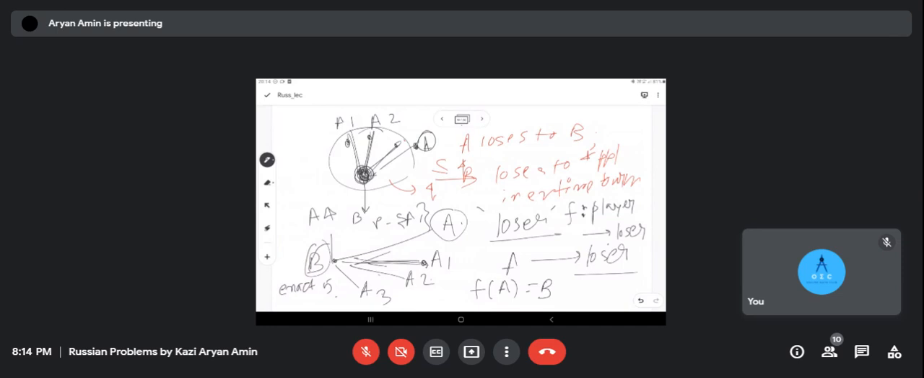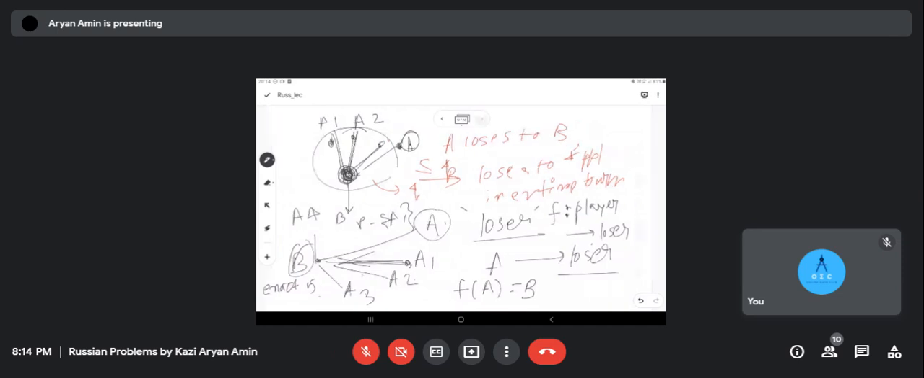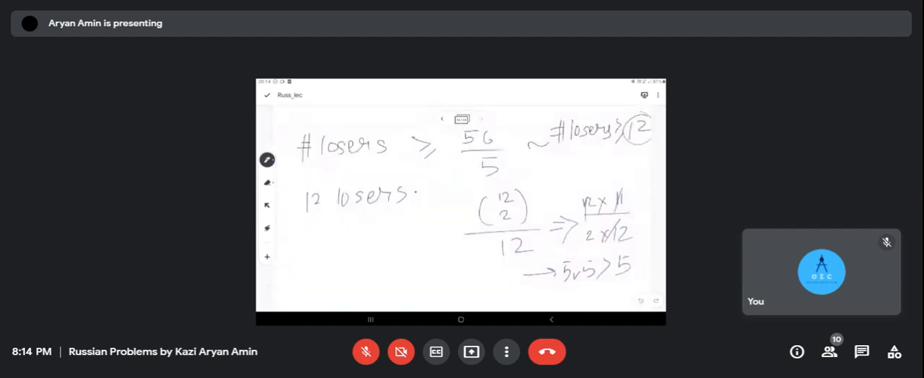Can you please repeat this contradiction part? Like B lost to 3 and B lost to 4, which you talked about as contradictions. Okay, so suppose these were the players without A, and this was A. Suppose B was a guy in here who, as described in the problem statement, lost to at most 4 people. Suppose he lost to exactly 4 people and A wins against B, right?